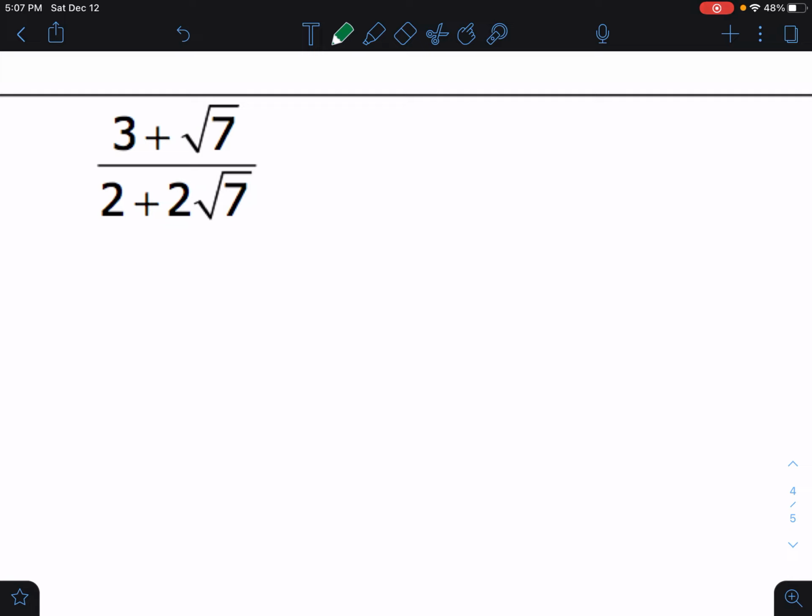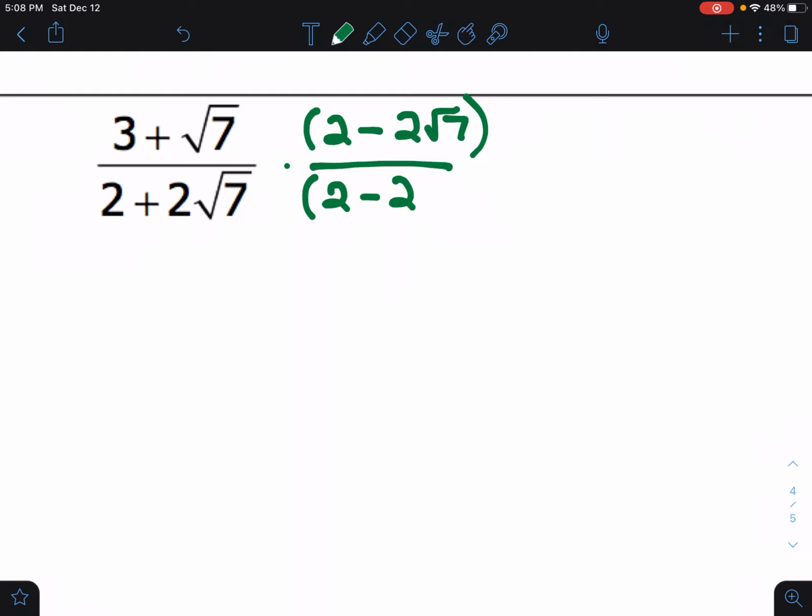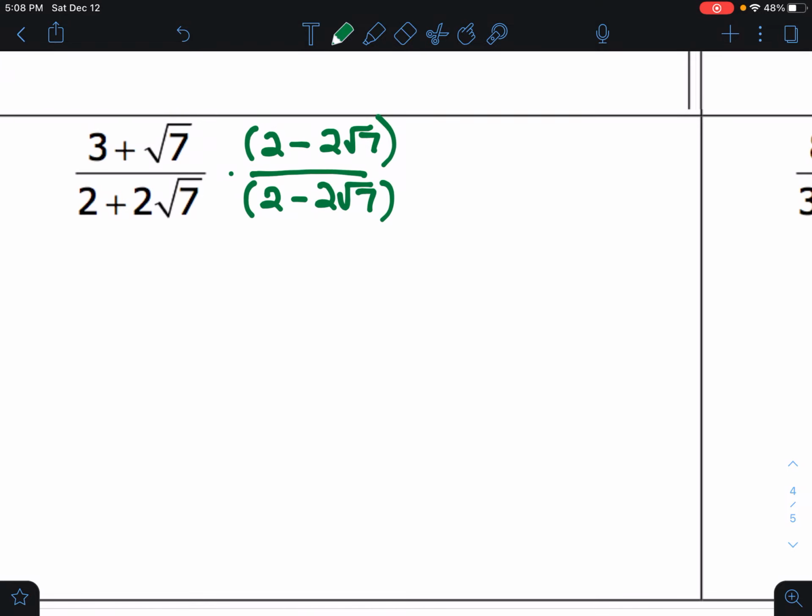This is all simplified, except I need to get rid of this square root of 7 in the denominator. So this time I can't just multiply by the square root of 7. That won't work. I will still end up with a radical in the denominator then. So this time I have to multiply the top and the bottom by its conjugate. The conjugate is the same thing but with the opposite sign in the middle. So notice 2 minus 2 root 7. Now, if you multiply this together, you will no longer have a radical in the denominator.